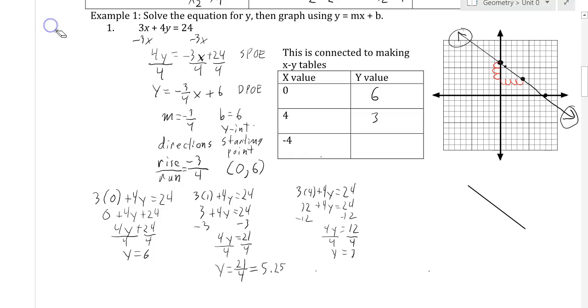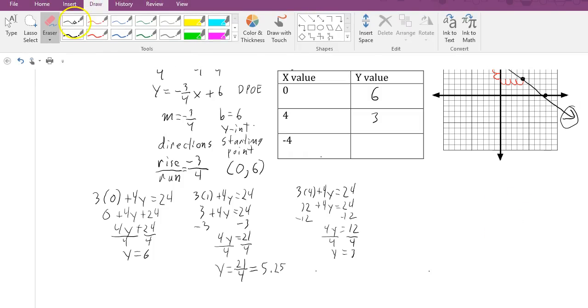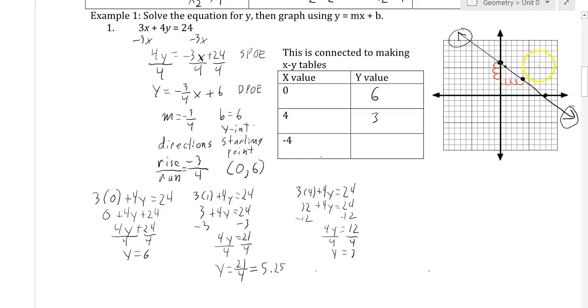You can, of course, pick positives and negatives. Notice how (4, 3) is the point right there. If we had used our slope in the other direction and gone up 1, 2, 3 and over 1, 2, 3, 4, we would have the x value of negative 4, so we would get negative 12. We would add 12 to both sides.